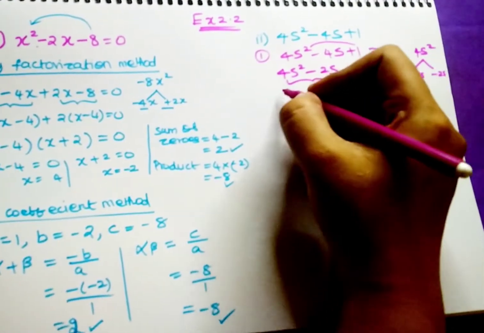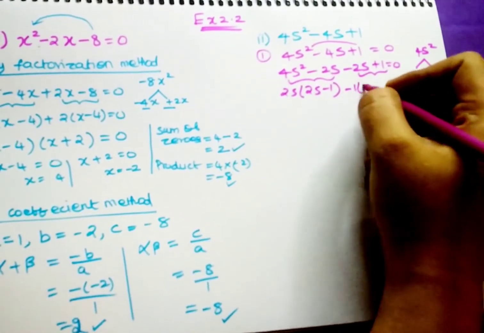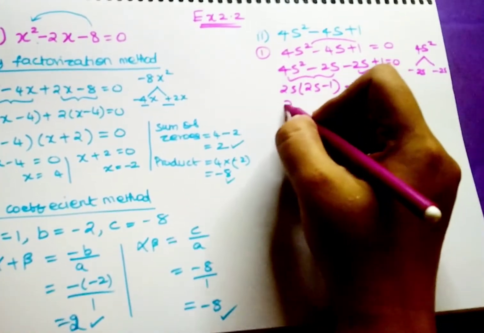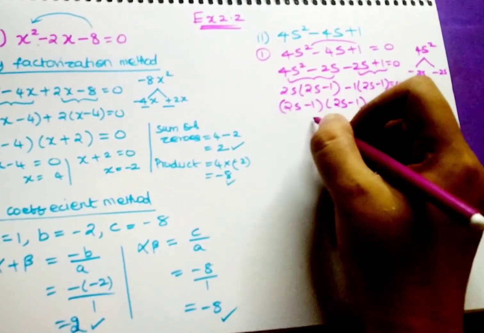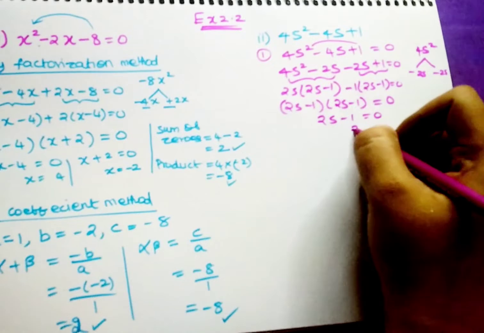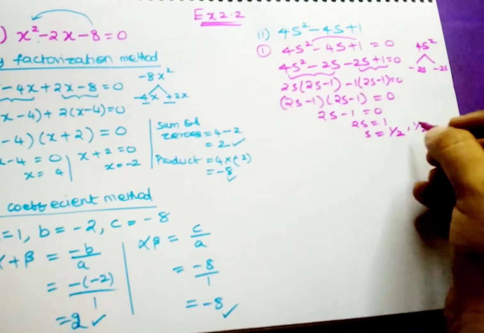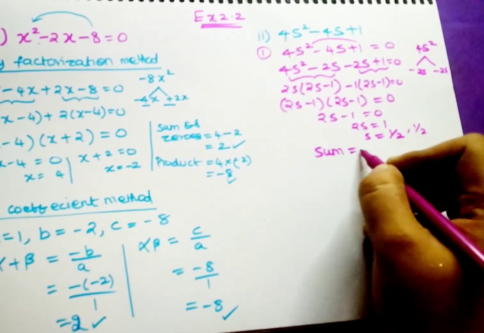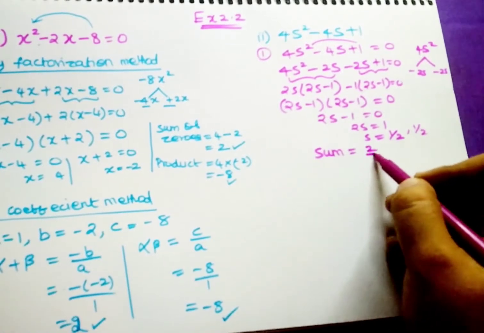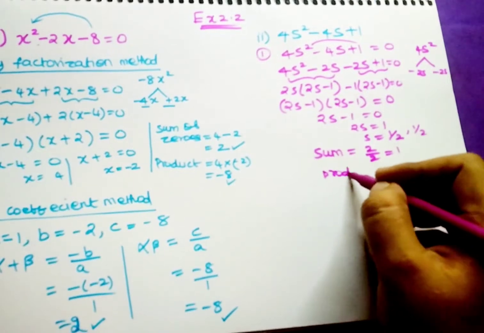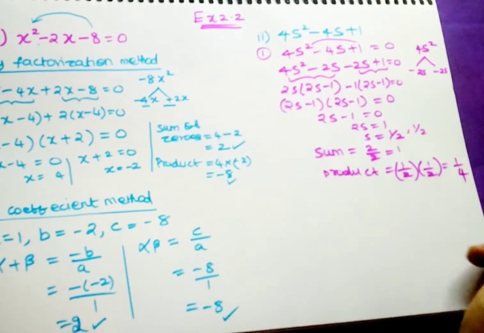And when we combine these two, it is 2s minus 1. And here we can take minus 1 as common. And we get 2s minus 1, 2s minus 1. So the values are equal, isn't it? So 2s minus 1 is equal to 0, 2s is equal to 1, or s is equal to 1 by 2. So both the values are the same. So when we add, the sum of zeros is 1 by 2 plus 1 by 2, the denominator is the same. When we add the numerators, 2 by 2 or 1. And the product is 1 by 2 into 1 by 2, numerator into numerator, denominator into denominator, that is 1 by 4.